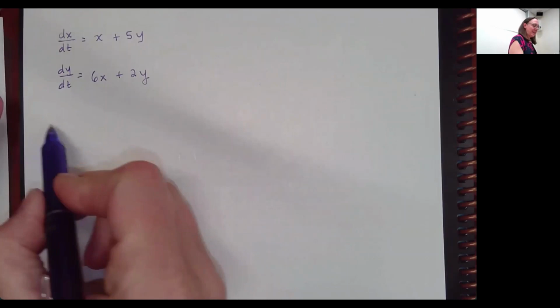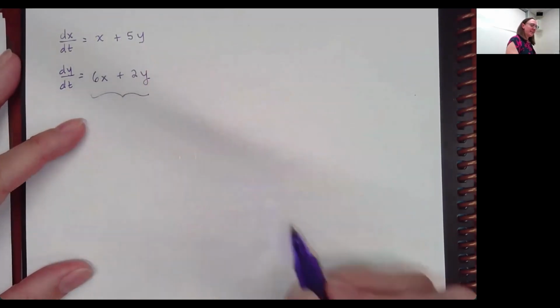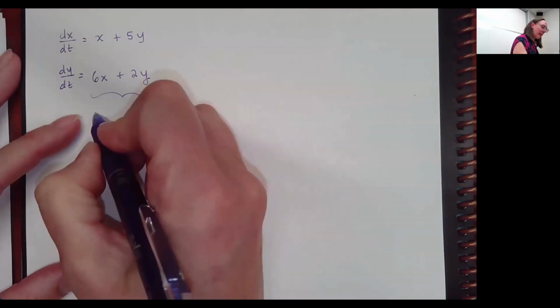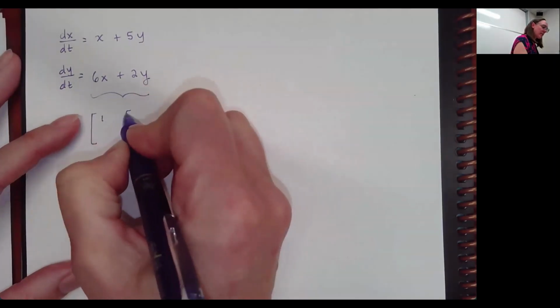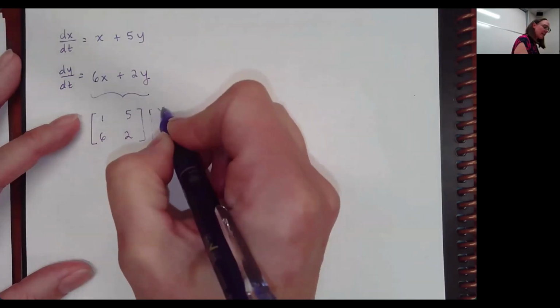We're going to now blend that with our tools for rewriting linear equations. So I'm going to take this part on the right-hand side and say, oh, well, I can write that as a matrix of coefficients times a vector x, y.